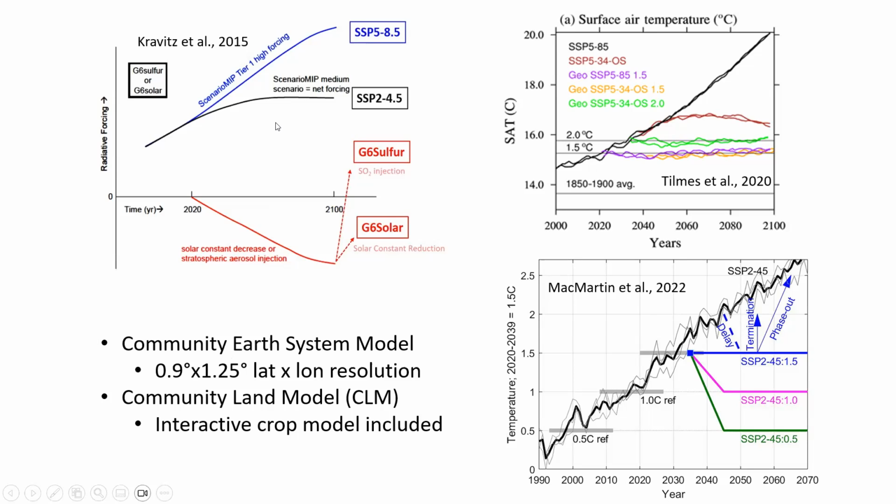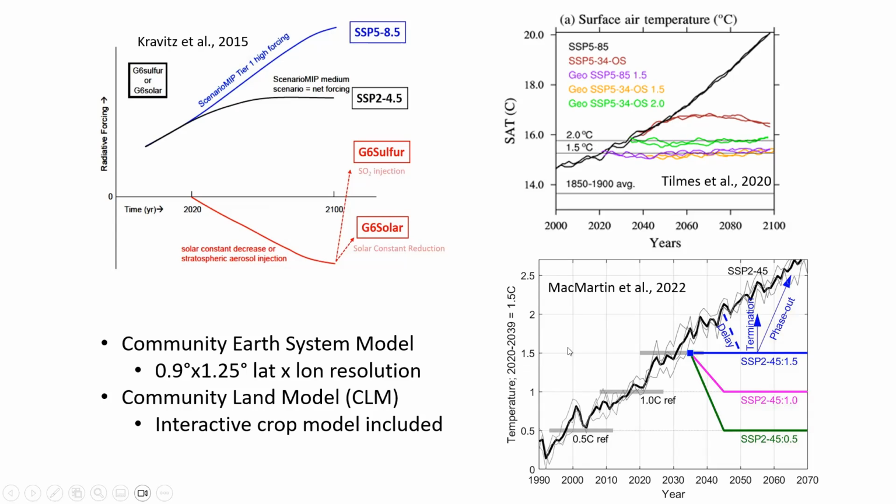So on the top left here, this is showing the GeoMIP G6 sulfur, which is using SO2 injection, and G6 solar, which uses solar constant reduction to bring net radiative forcing from the high emission scenario SSP 585 down to SSP 2 4.5. The top right are these scenarios run by Simone. They follow, again, this high emission scenario, SSP 585, and also this overshooting scenario, SSP 534. This scenario basically follows SSP 585 until 2040, and then strong mitigation efforts are implemented, including things like carbon dioxide removal, so you get this quickly decreasing temperatures, but both of these still overshoot these temperature targets of 1.5 and 2 degrees Celsius above pre-industrial. So SAI is used to maintain those temperatures.